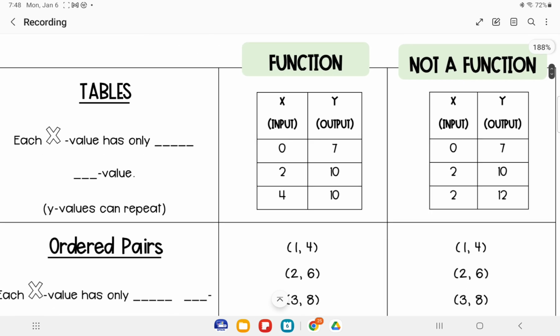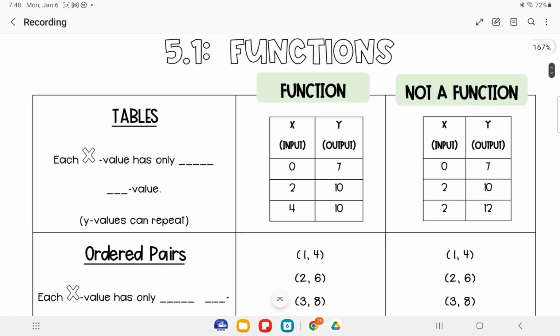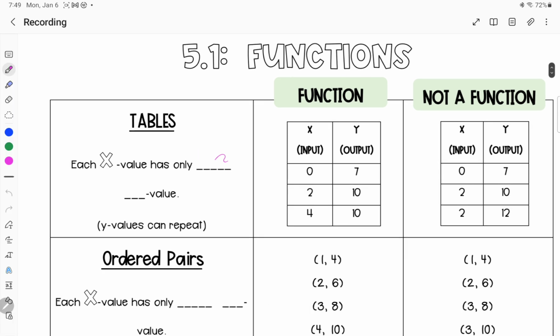The first lesson we're going to do is 5.1, which is on functions. So looking at something and telling if it is a function. In order for a relation or a representation, in other words, to be a function, each input, so each x value, can only have one value assigned to it as an output. So we are looking for each x value has only one y value. Our y values can repeat, but our x values should not repeat.